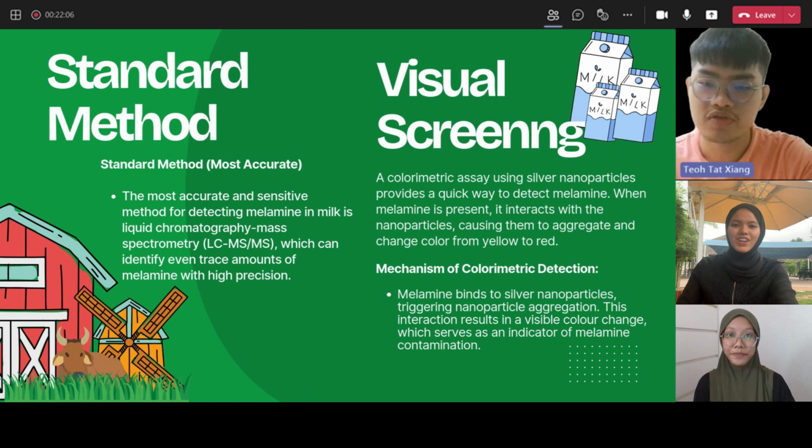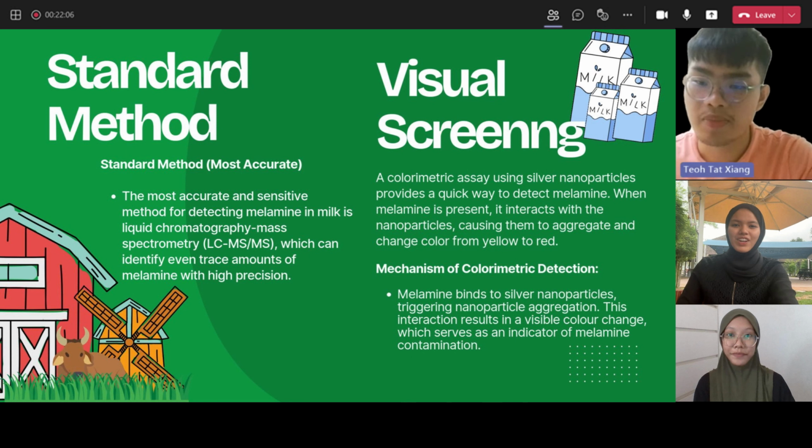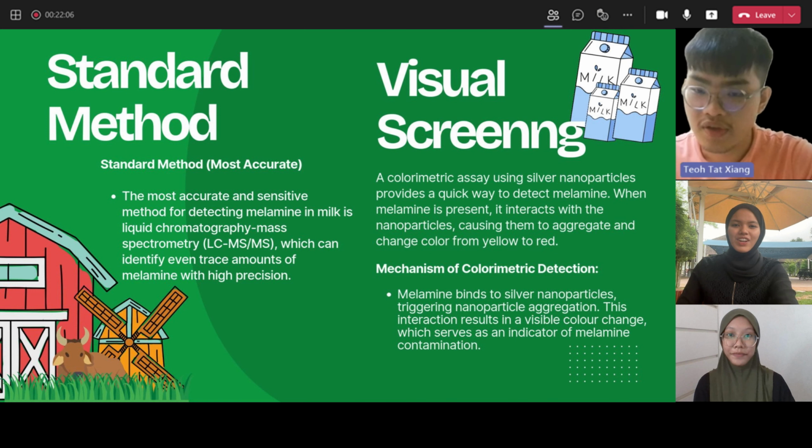Now let's move on to the next method, which is the visual screening. The visual screening is actually one simple way to detect the melamine. We can use silver nanoparticles for this in this example. It helps to quickly determine the melamine by showing a physical change. For example, they can change the color from yellow to red because some aggregation happens there. This aggregation causes the change in color.